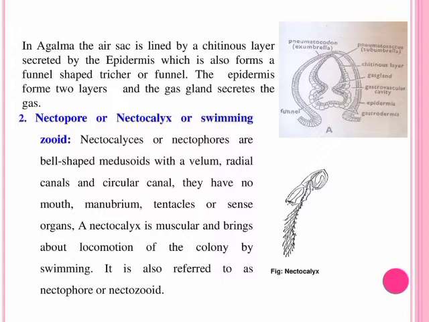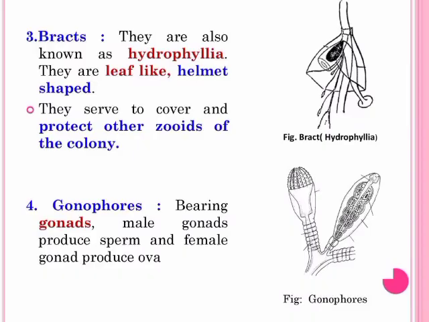Hydrophyllia. Hydrophyllia are also called phyllozooids or bracts. They are the protective zooids of the colony. They are thick, gelatinous, prismatic, or helmet shaped, with simple or branched gastrovascular canal. They have least resemblance to a typical medusa. Bracts are found in siphonophore colonies.